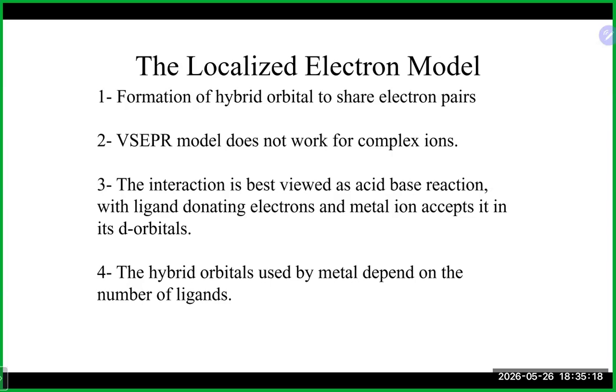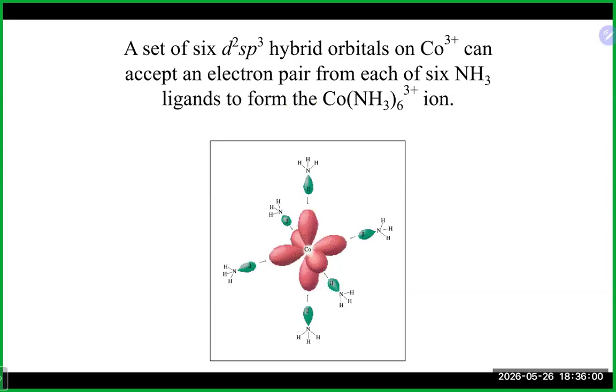Next thing we're going to talk about is bonding within these complex ions and what happens with the electrons. And the formation of hybrid orbitals to share electrons, you remember hybrid orbitals, I hope, like sp, sp2, sp3, sp3d, sp3d2, right? And the VSEPR model doesn't work perfectly well for complex ions. Again, as we've been talking about, we think of this more as a Lewis acid-base interaction where we're donating and accepting these d orbital electrons. The hybrid orbitalization used does depend on the ligand.